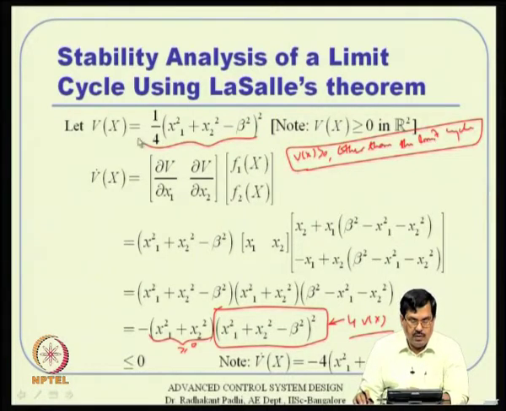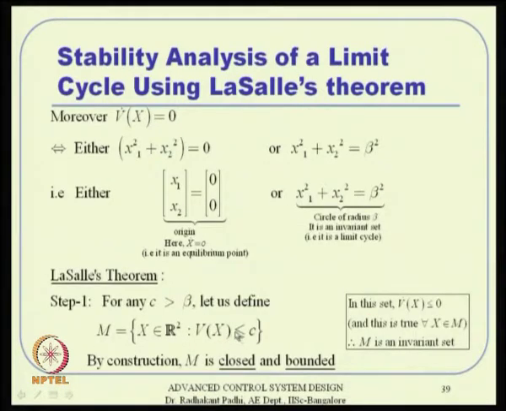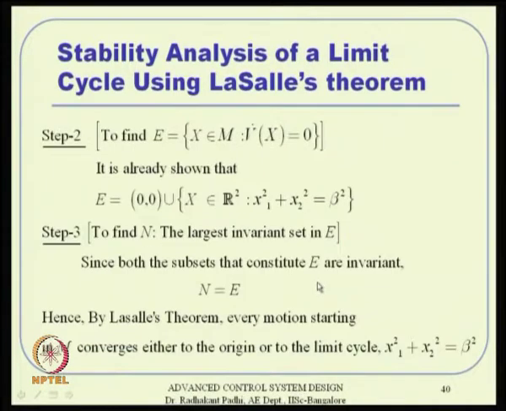V dot, whatever V dot is, happens to be always less than or equal to 0. So, if V is bounded above, then the solution will always satisfy this. So, that means it is invariant with that. Then we have to find a set E for which V dot is equal to 0, and V dot equal to 0 happens either on the equilibrium point or on the limit cycle. So, if I take the union of these two, then obviously E is nothing but the union of those two actually.